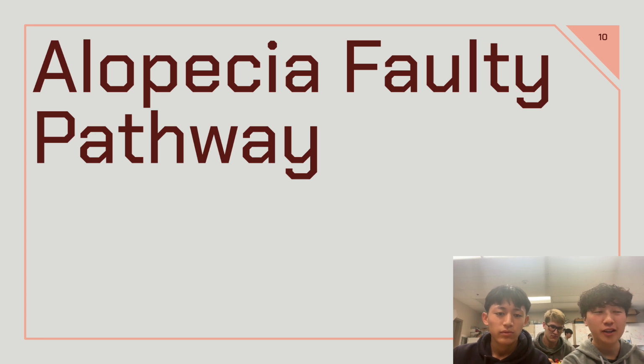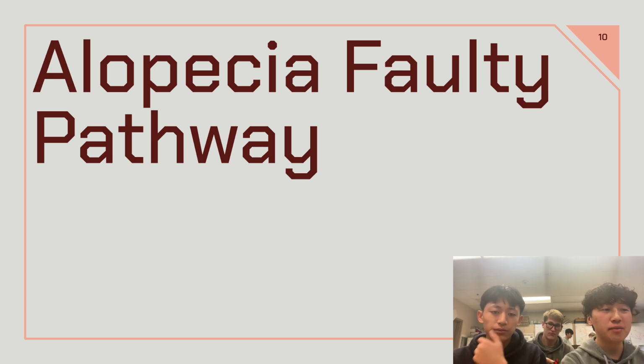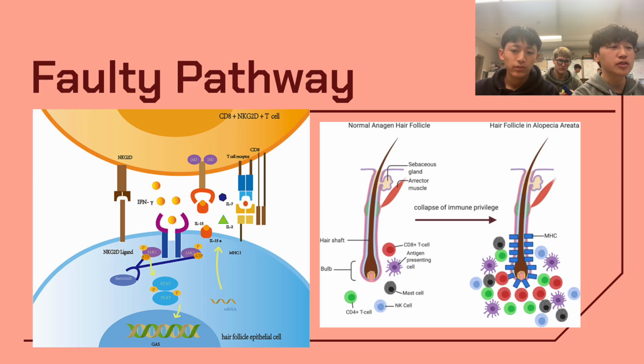Now we're going to talk about the faulty JAK-STAT pathway caused by alopecia. So the faulty JAK-STAT pathway is caused by abnormal levels of ligands. So this causes a positive feedback loop where IL-15 activates T cells, which produce IFNγ, and IFNγ produces even more IL-15. So it just keeps on producing and producing.